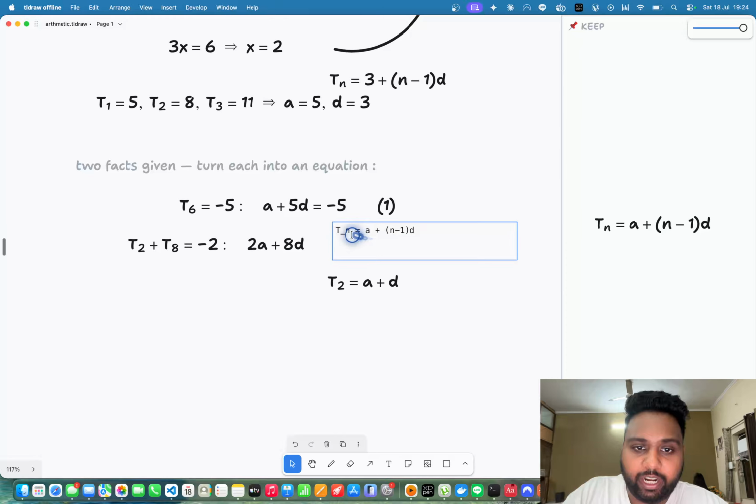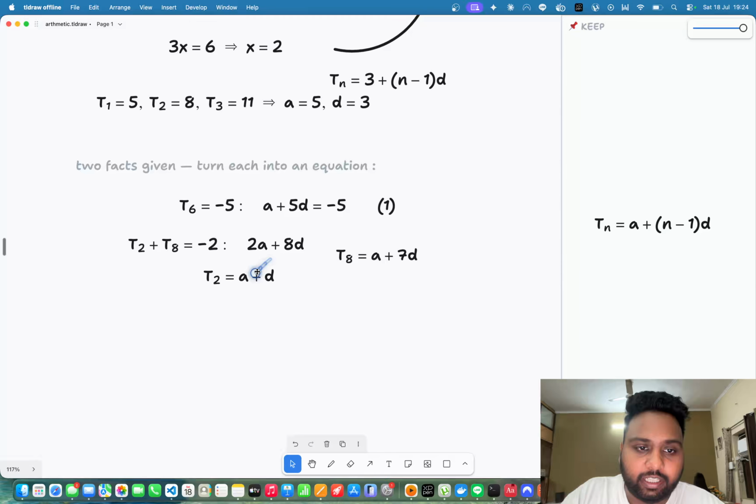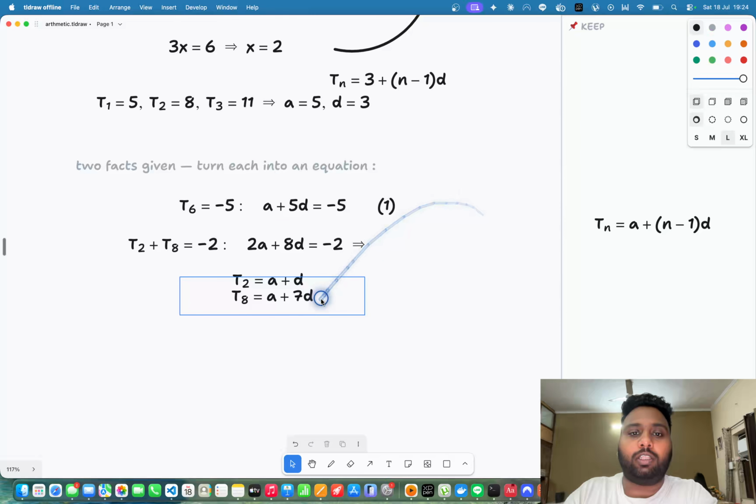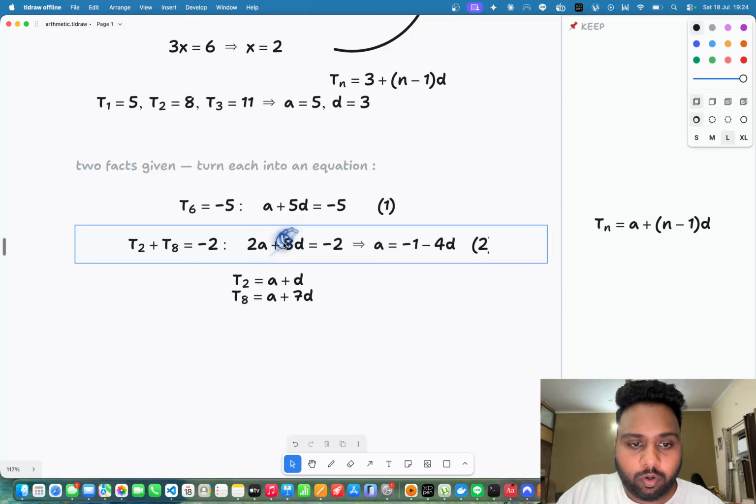And t of 8 is going to be a plus (8 minus 1), which is 7, a plus 7d. If we sum both of these up, what we get is 2a plus 8d. We will call this our equation 2. This is 2a plus 8d equals minus 2.